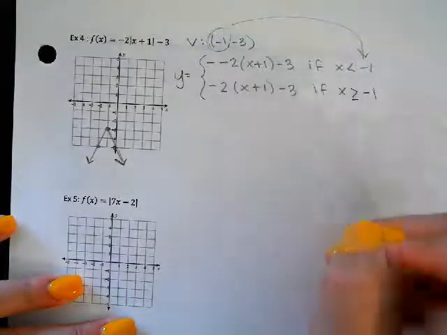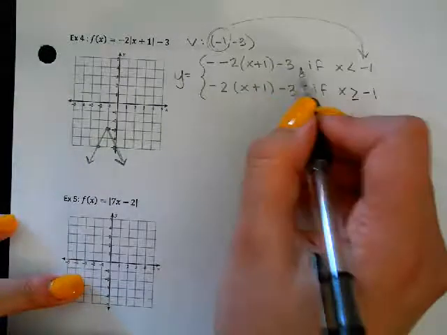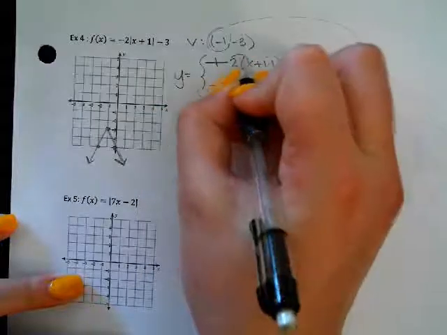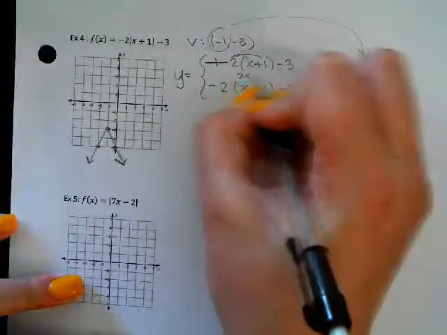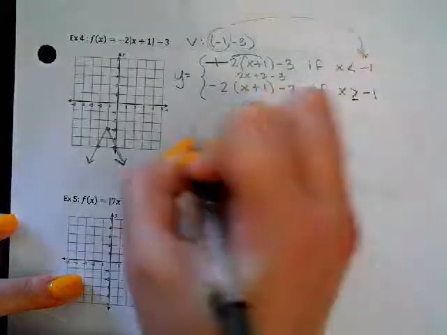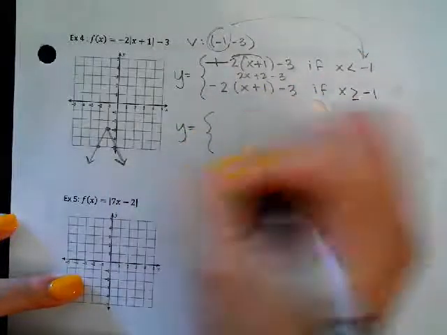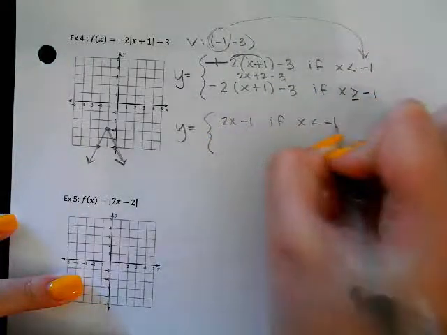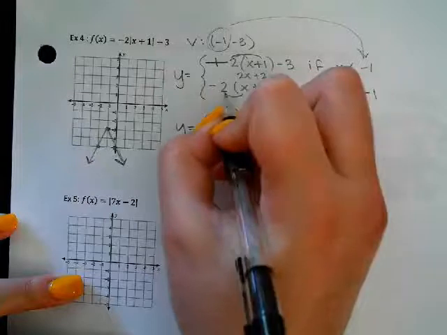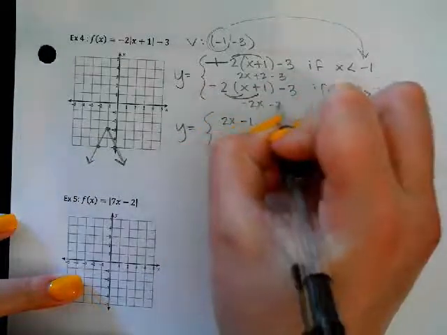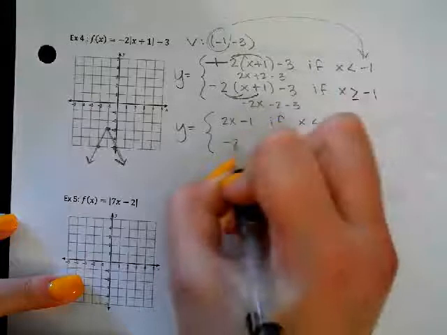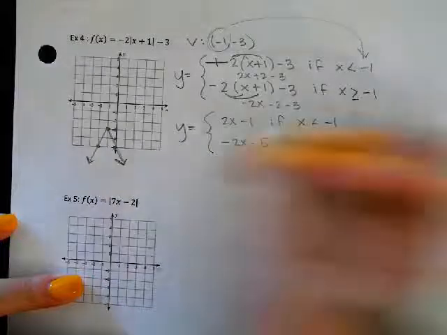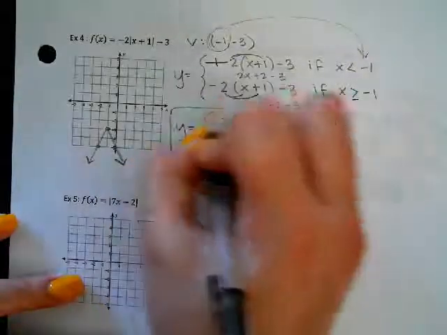And then we go through and we clean it up. So minus minus makes a plus. I'll distribute the 2. 2x plus 2 minus 3. Negative 2x minus 2 minus 3. And there is my answer.